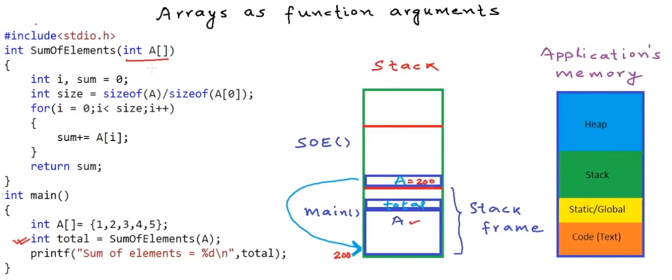The compiler implicitly converts this int A[] to something like int *A. That is, this A in this particular format is not interpreted as an array, but as a pointer to integer. So whether you write int, space, variable name followed by these brackets, or you write something like int *A, they're both the same.